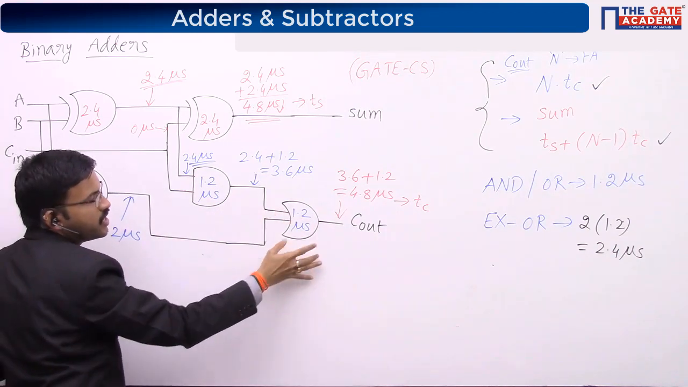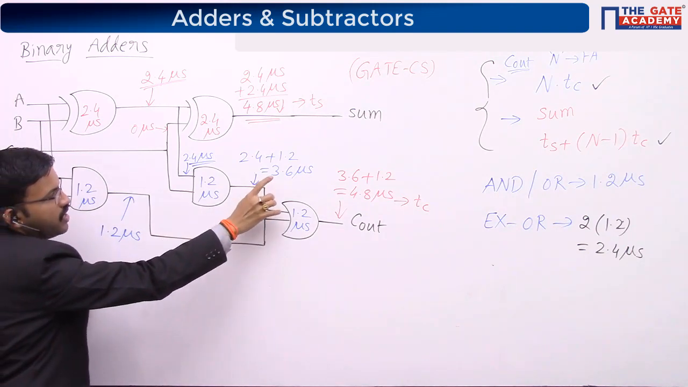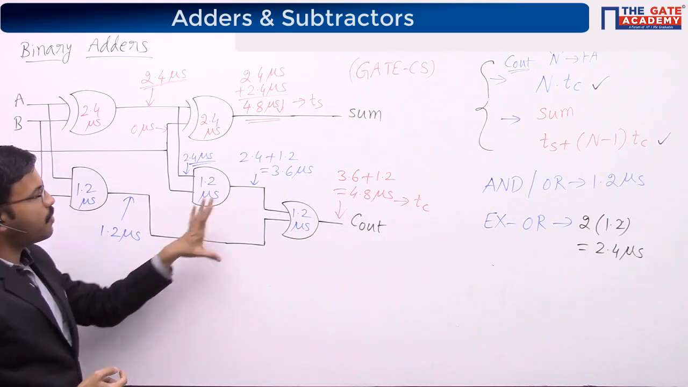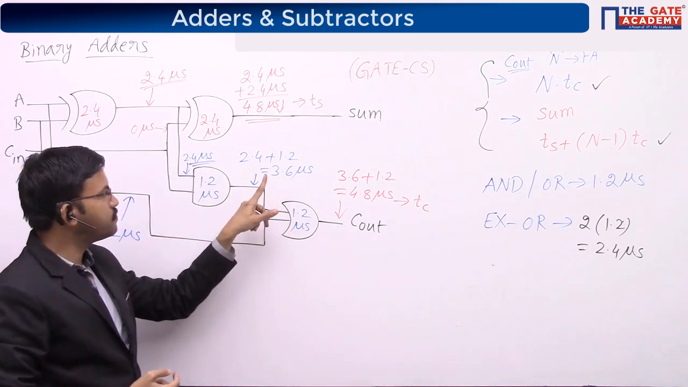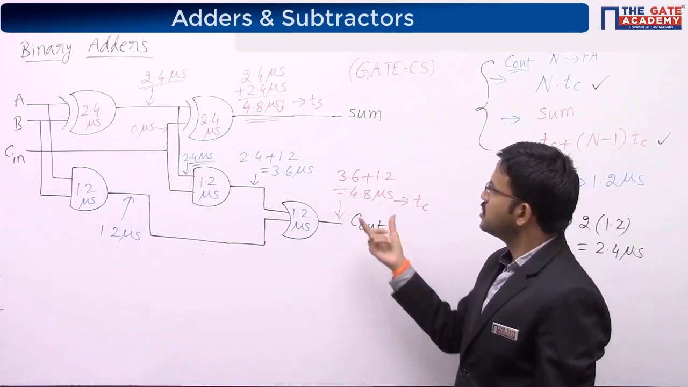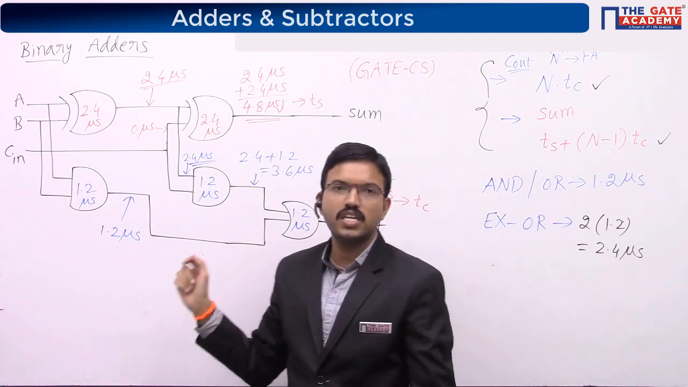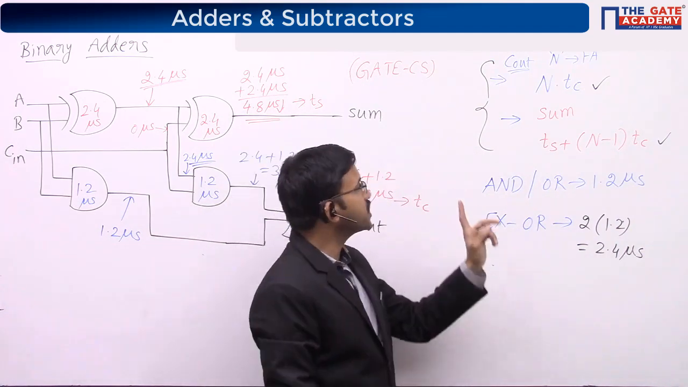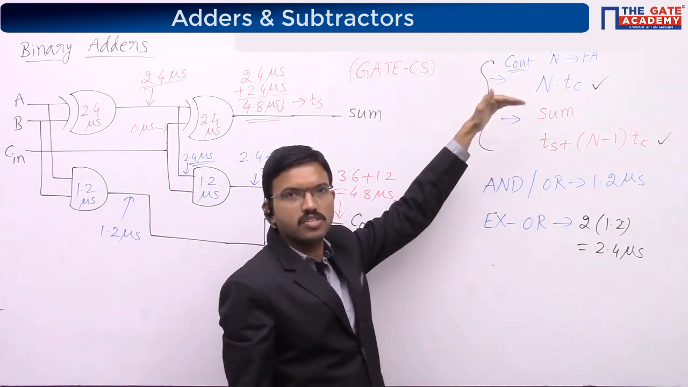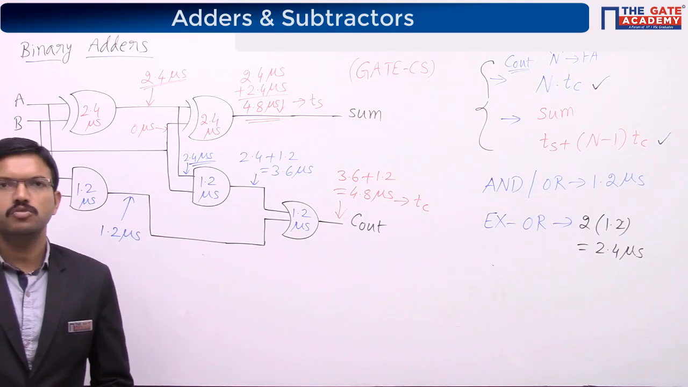Now, this particular OR gate also requires 1.2 microsecond, but the inputs are, here it is available at 3.6, here it is available at 1.2. So, among these two, whichever is the larger, that one I will consider. 3.6 plus 1.2, that is 4.8. So in this case, we got both TS and TC the same, 4.8 microsecond. This particular question is related to a 4-bit binary adder, so you can consider the n value as 4. You can use either this formula or this formula, both will give the same answer, because TS and TC are the same, 19.2 microsecond.